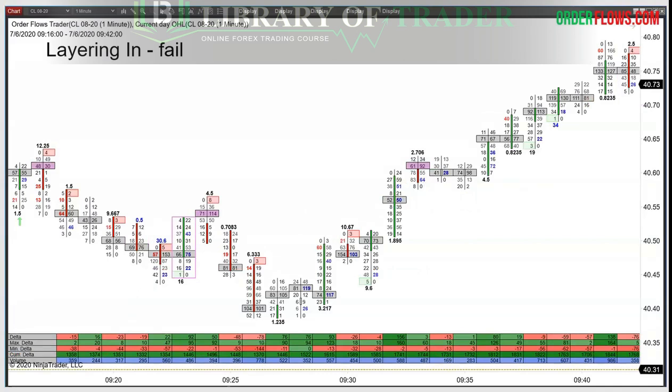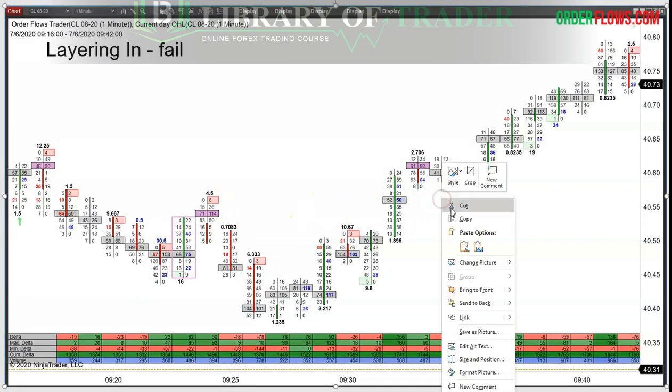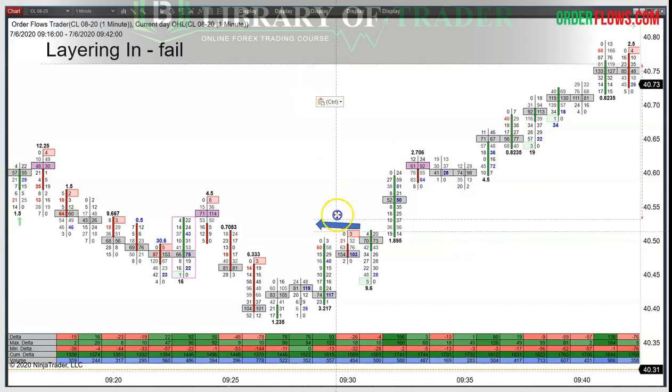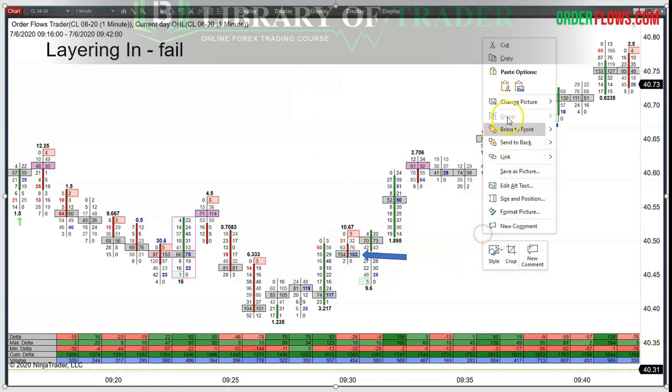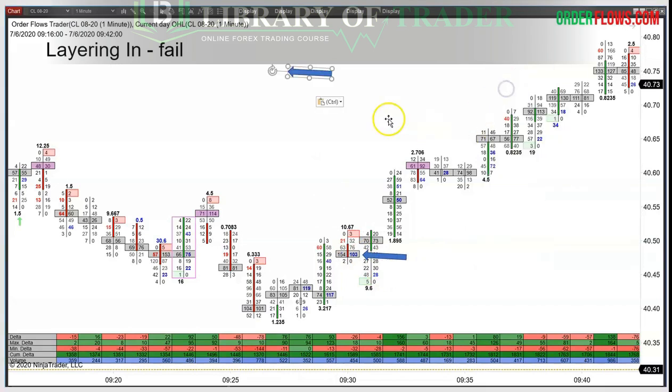Now here's an example of layering that failed. You see it stands out right here. It started to move, then it just came right back up. Then there was another attempt right in here, the 64. Now again, 23 against 4, not so much. This one was decent here.